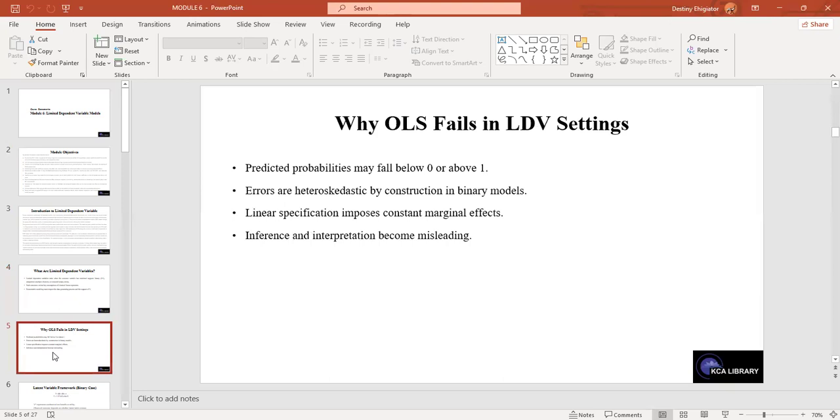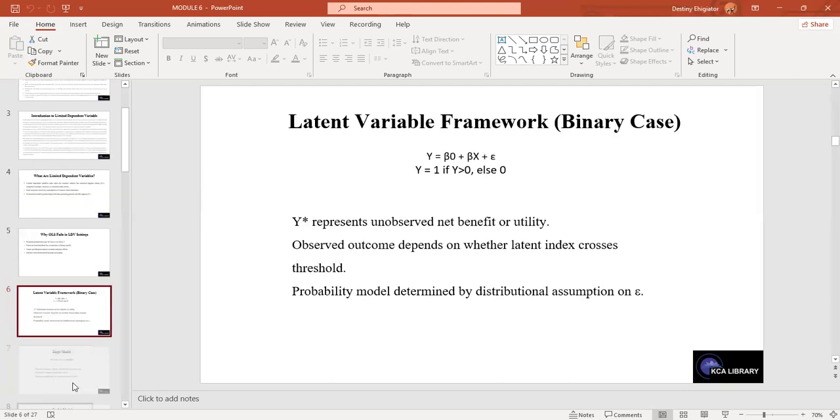Why does OLS fail in LDV settings? This is because predicted probability may fall below 0 or above 1. Errors may be heteroscedastic by construction in binary models. Linear specification imposes constant marginal effects. Inference and interpretation become misleading.